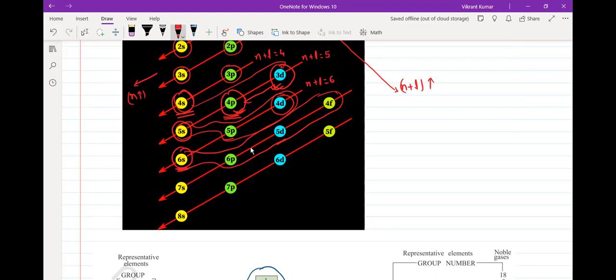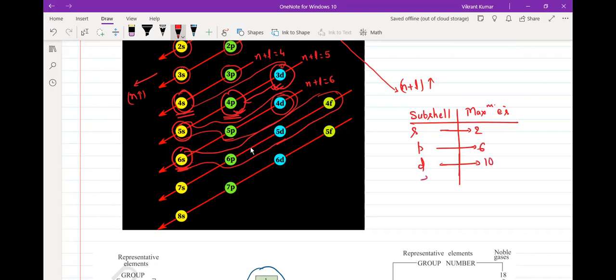Now if you remember, if I'm writing the subshell and the capacity, that will also give you why a particular number of elements are there in the period. If you see the subshell and the max electrons which can be filled, for s it is 2, for p it is 6, for d how much? How many electrons can be filled in the d subshell? 10. 10, right? Very good. And in f? 14. 14. In g?